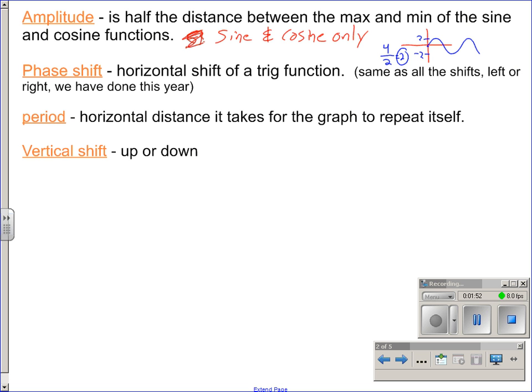A phase shift is, like it says, a horizontal shift. Essentially just taking this and sliding it left or right. The period of the function is the horizontal distance it takes for the graph to repeat itself. Basically, we're scrunching this in so it repeats itself in a shorter distance, or maybe it repeats itself in a longer distance. I've got some better graphs to look at here, so I'm just giving you a rough idea of what that means. The vertical shift is just up or down.